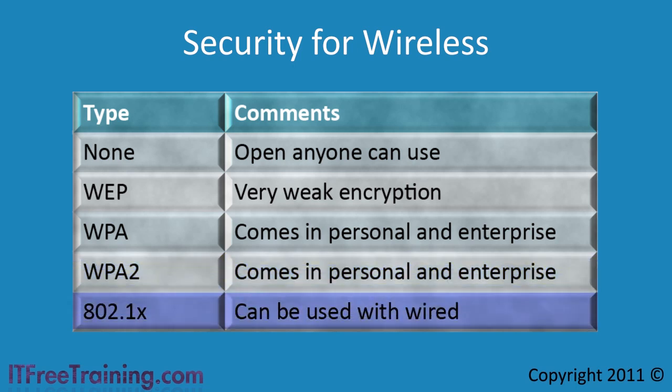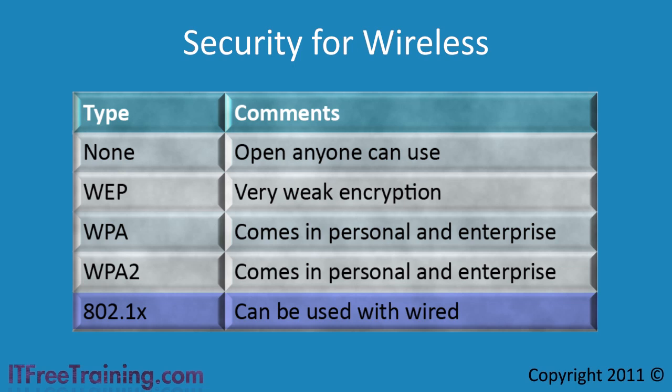The last security that your wireless device may support is 802.1x. This is a technology that can also be used with wired networks. If your network is configured with 802.1x, the request to access the wireless network is sent to a back-end server such as the enterprise versions of WPA or WPA2. 802.1x is used on many networks to allow access to the network with devices such as smart cards.